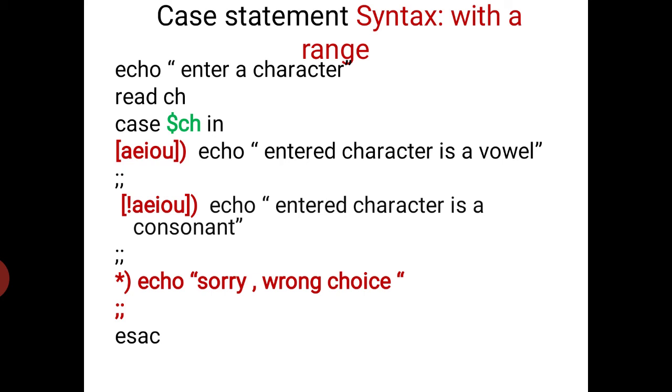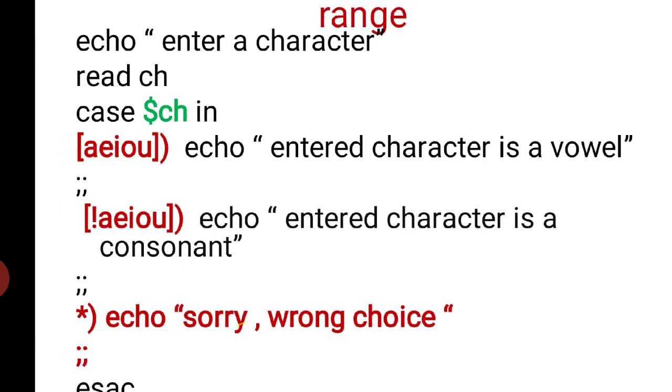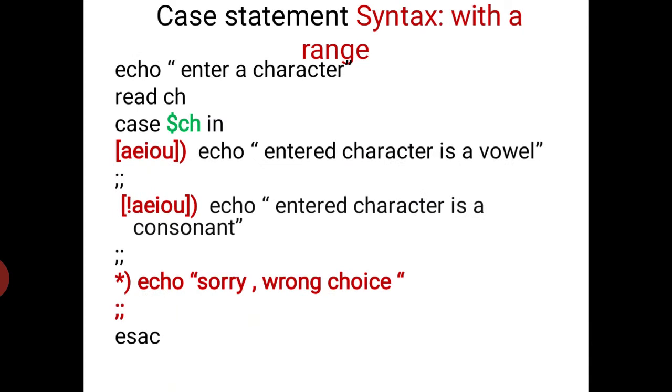Whether a character entered through the keyboard is a vowel or consonant. What will be the vowels? A, E, I, O, U. So if any character entered through the keyboard is one of these, it must be displayed as a vowel. If any character other than A, E, I, O, U is entered through the keyboard, it will be a consonant. So how have we used this concept with the case statement?